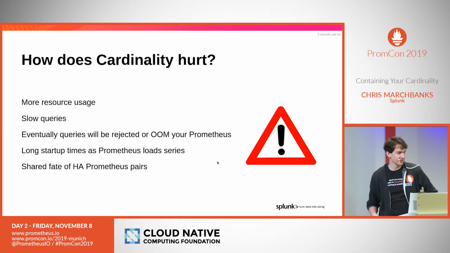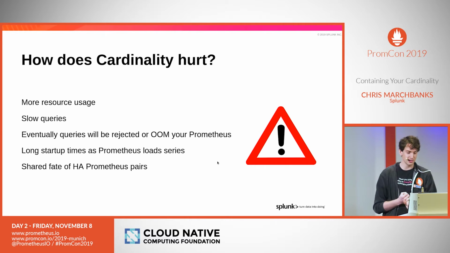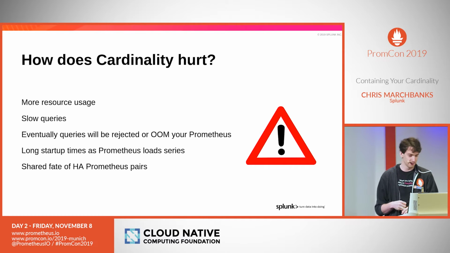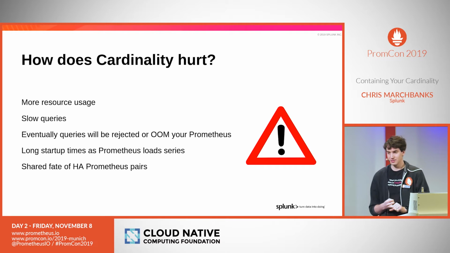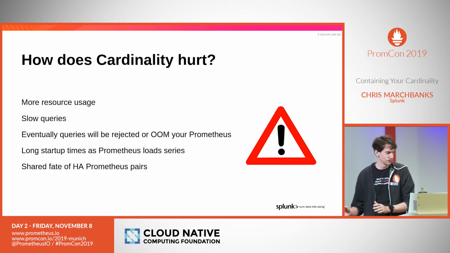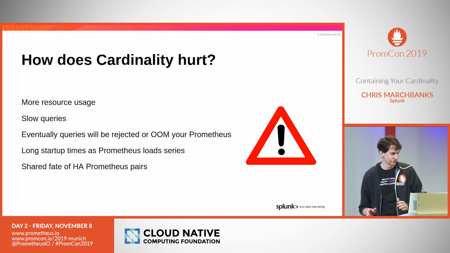So how does cardinality hurt? First, more resource usage. Lots and lots of memory is a big one. CPU to some extent as well. You get really slow queries. Seconds, they might just time out, might stop working. Prometheus might reject them after a while. Hopefully it rejects them before you crash your Prometheus, which has been pretty good recently. So thank you for all the work there.